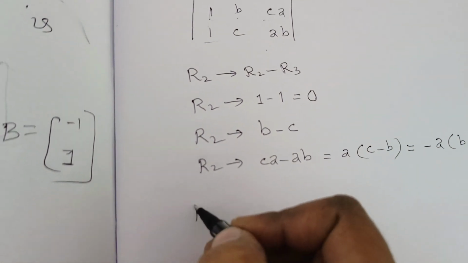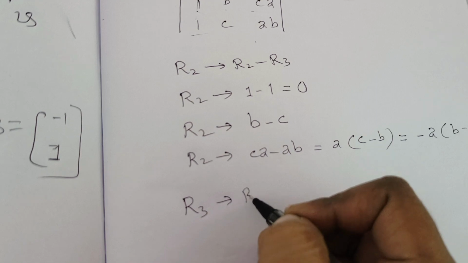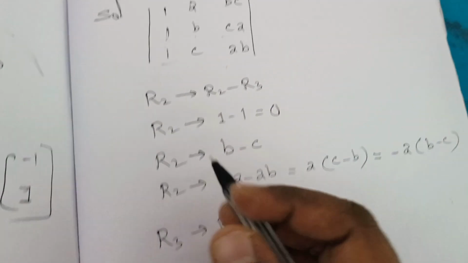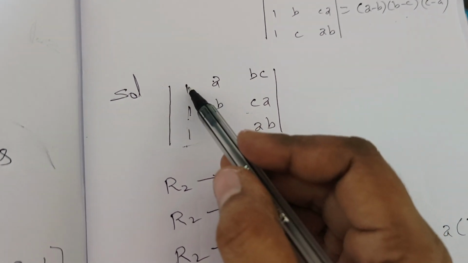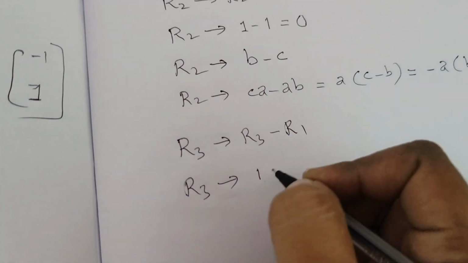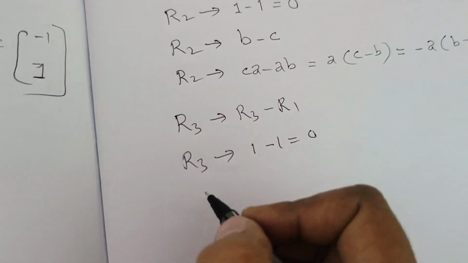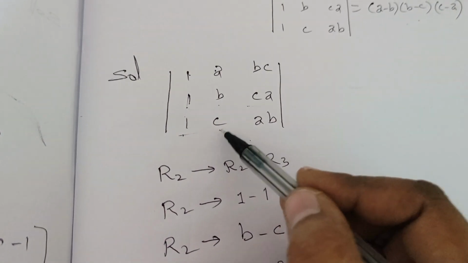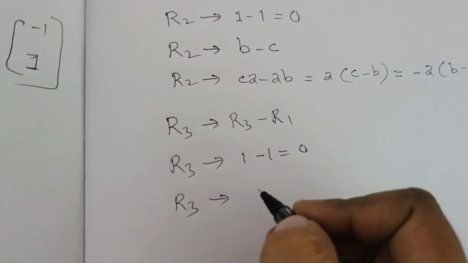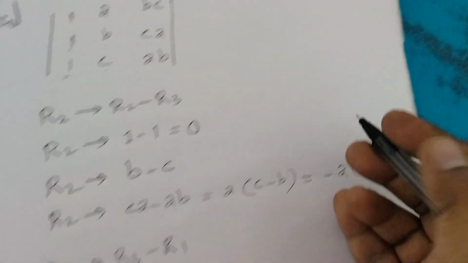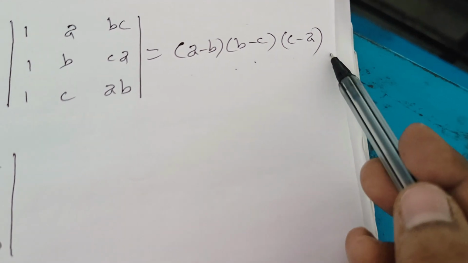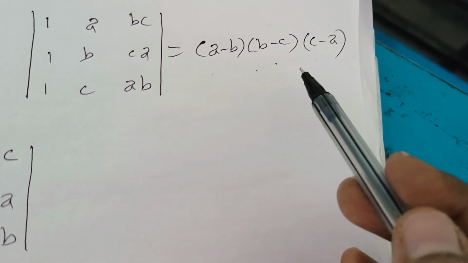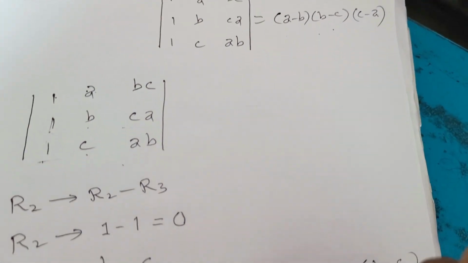So performing R3 minus R1. R3 first term is 1, R1 first term is 1. So we will write 1 minus 1 is equal to 0. R3 second term c, R1 second term a. So it is c minus a. So here also we got c minus a. b minus c, c minus a: these two terms we got by performing row operations.